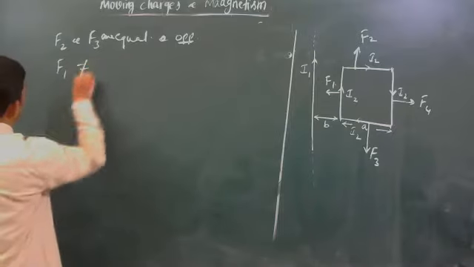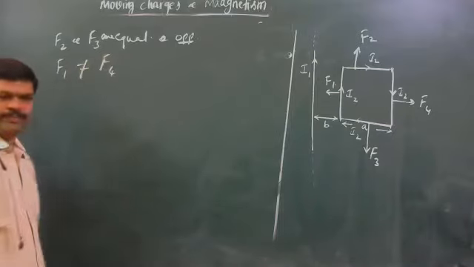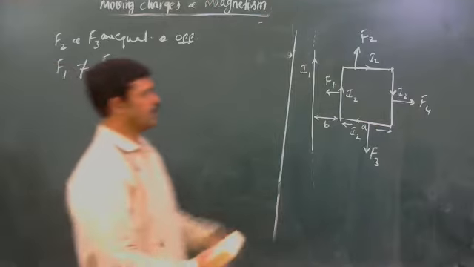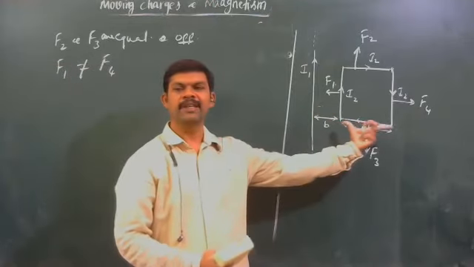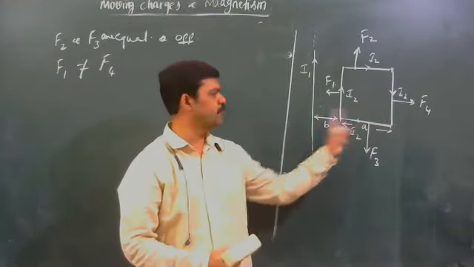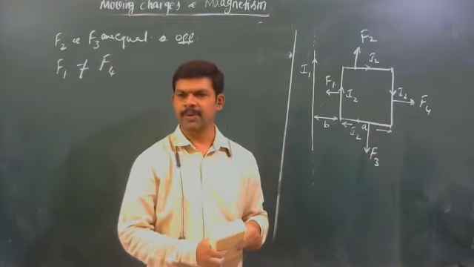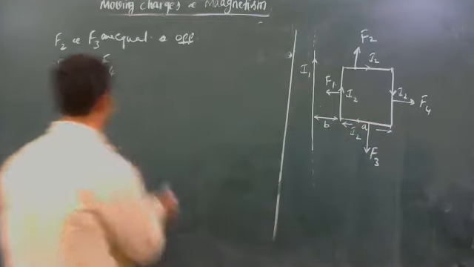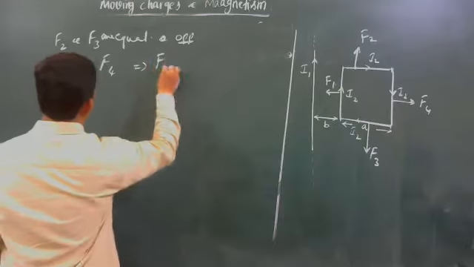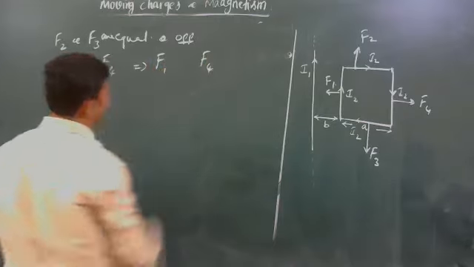But F1 is not equal to F4 because F1 is at a lesser distance. F4 distance is B plus A. Okay. So which is greater here? F1 is great. Is F4 greater?